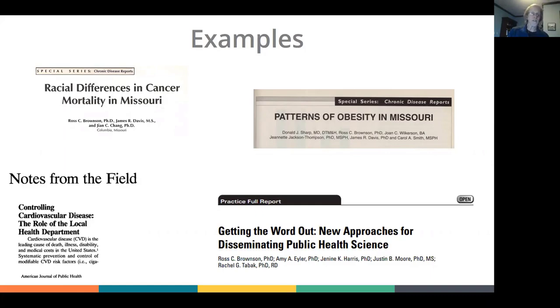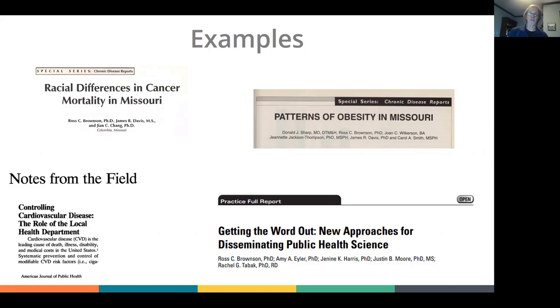The lower left-hand one here is just a little article about how local health departments can be more involved in cardiovascular disease control. I think there was a little bit of data in there, but it was a short piece in the American Journal of Public Health. And then the other one I put in here was a Practice Full Report that we did a couple of years ago.